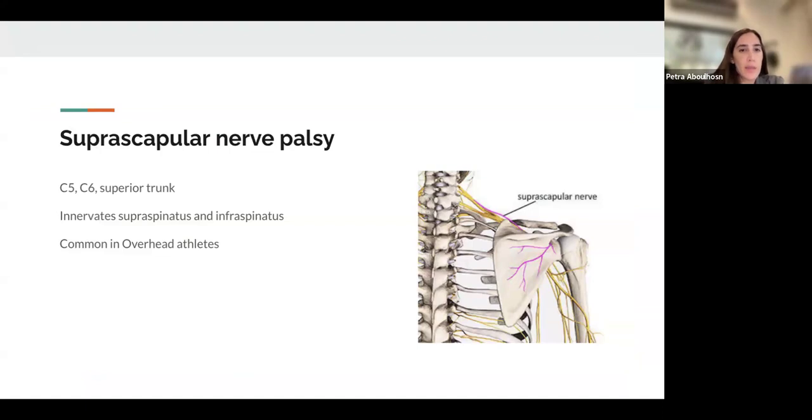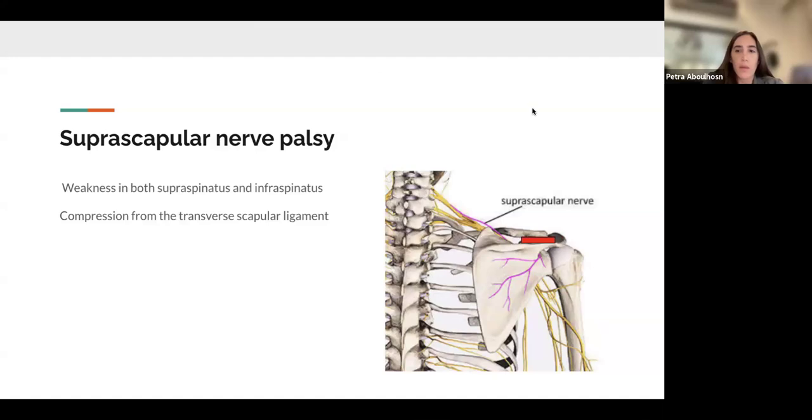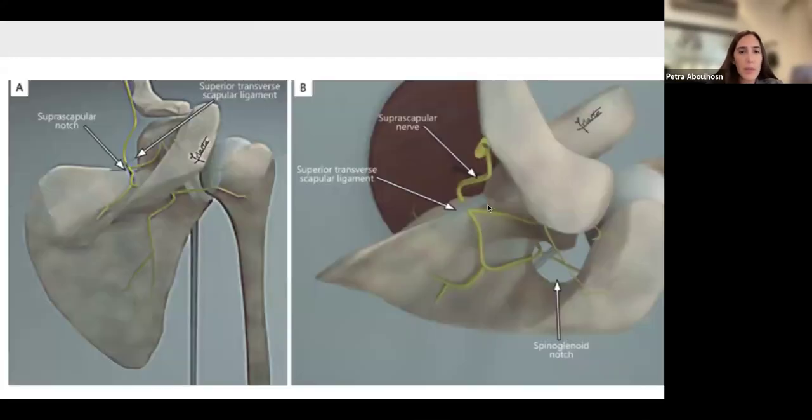So one of the last few slides, we have suprascapular nerve palsy. It comes off of the C5, C6 and superior trunk and innervates the supraspinatus and infraspinatus. And this is also common in overhead athletes. So if we have an insult right here or a compression right here, we get compression of both the supraspinatus and infraspinatus when it's higher up. That's usually from the compression of the transverse scapular ligament shown right here. So this is called the suprascapular notch, and it is compression from this ligament that encapsulates it right here.